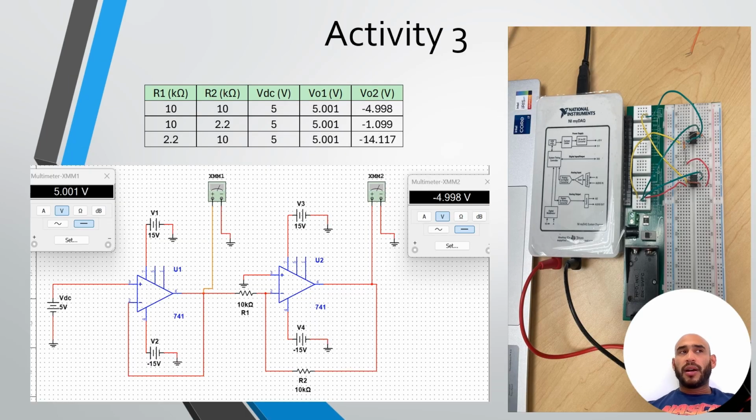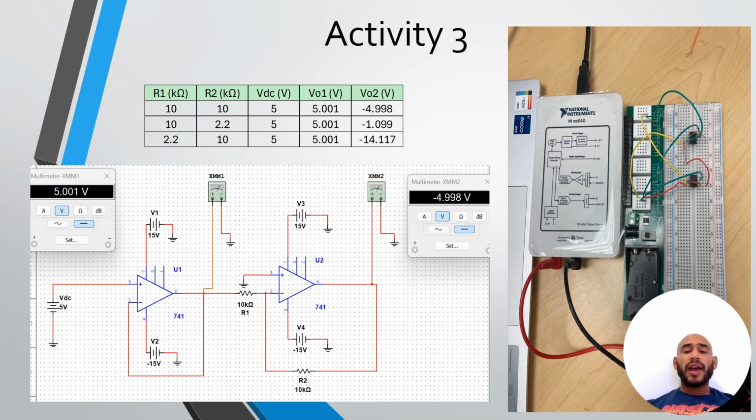Activity number 3. In this activity, we had to set up two op-amps in this configuration. The first op-amp works as a buffer, or voltage follower, and the second op-amp works as an inverting amplifier. We have to set up this circuit for three conditions. The first one is the one we have here, where R1 is equal to R2. So when R1 is equal to R2, we obtain that the gain is 1.